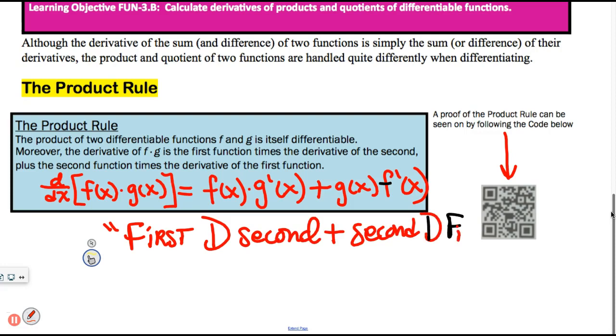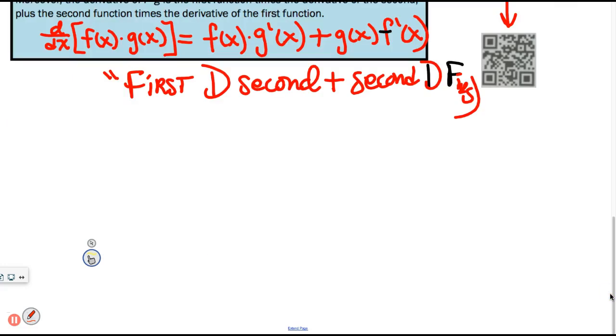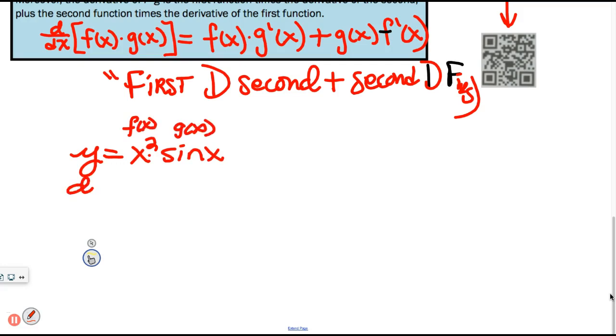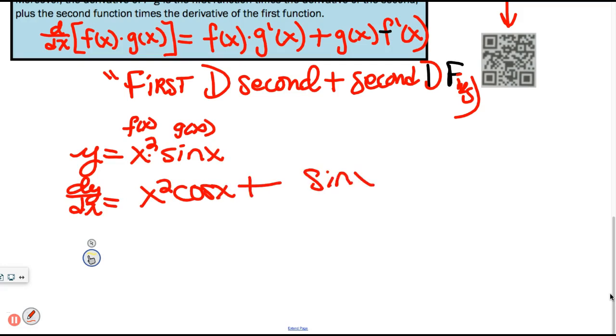So you'll have two functions, a first function and a second function. Here, I'll write it down. Suppose y equals x squared sine x, and so that's times. So this would be the f of x in this scenario, and this would be the g of x. My y prime, or my dy dx, is simply first d second plus second d first.